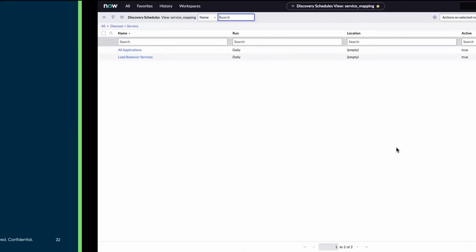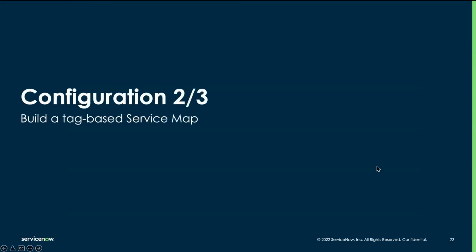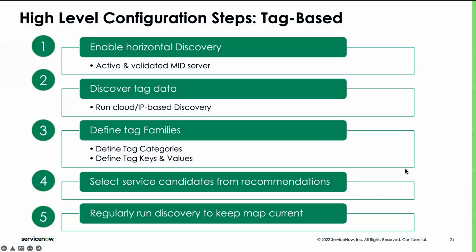All right. So going back. So again, we just finished our top-down service mapping method. Now let's take a look at our tag-based service maps. So here again, step one, same as before, we still need to enable horizontal discovery. We still have to have those active and validated MID servers, right? Because that's important for step two, because we need that accurate tag data from our cloud resources in order to build out our tag-based service maps. Without running that cloud-based discovery, we're not going to be able to do that, right?